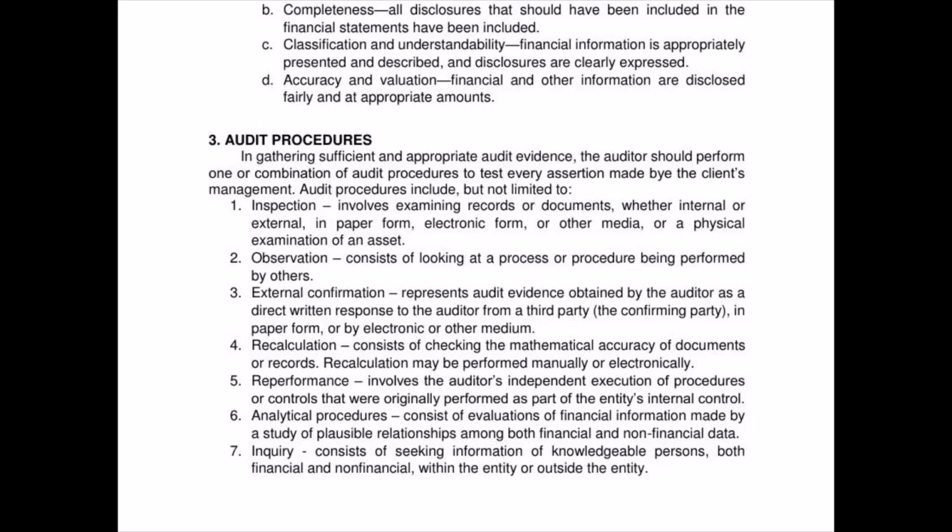So now that we have already discussed the financial statement assertions, let's now go to the audit procedures. In gathering sufficient and appropriate audit evidence, the auditor should perform one or combination of audit procedures to test every assertion made by the client or management. Audit procedures include but not limited to, so kani nga mga audit procedures again, mao ni ang buhaton sa auditor aron i-test tong mga assertions na gi-claim or gi-declare ni client.